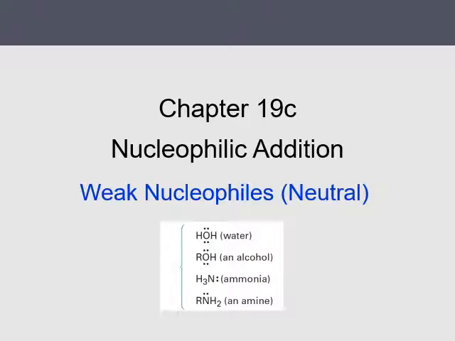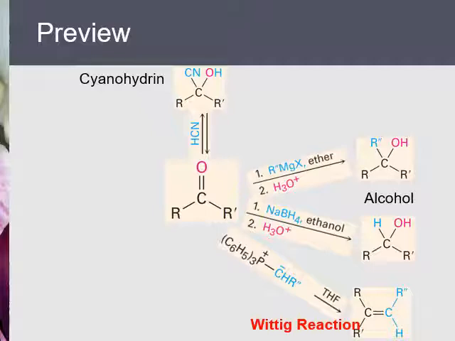Chapter 19c, Nucleophilic addition reactions of ketones and aldehydes, weak nucleophiles. In the last section, we discussed nucleophilic addition reactions of ketones and aldehydes by strong negatively charged nucleophiles. This includes hydride reduction to form alcohols, Grignard reaction to form alcohols, cyanide reaction to form cyanohydrin, and Wittig reaction to convert a C=O double bond to a C=C double bond.